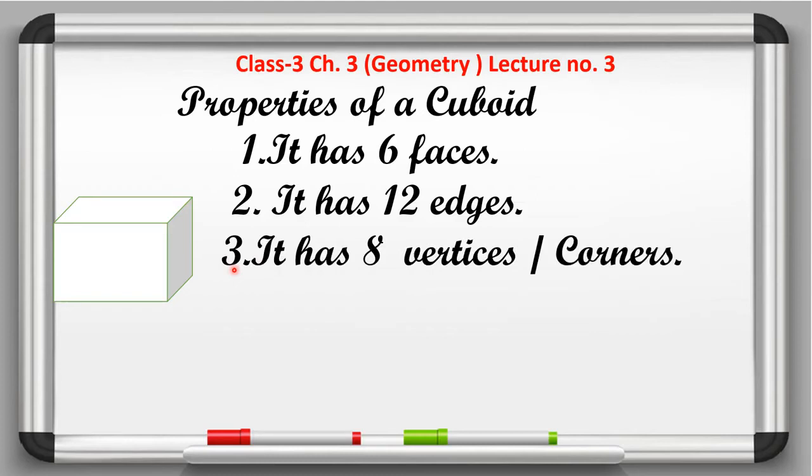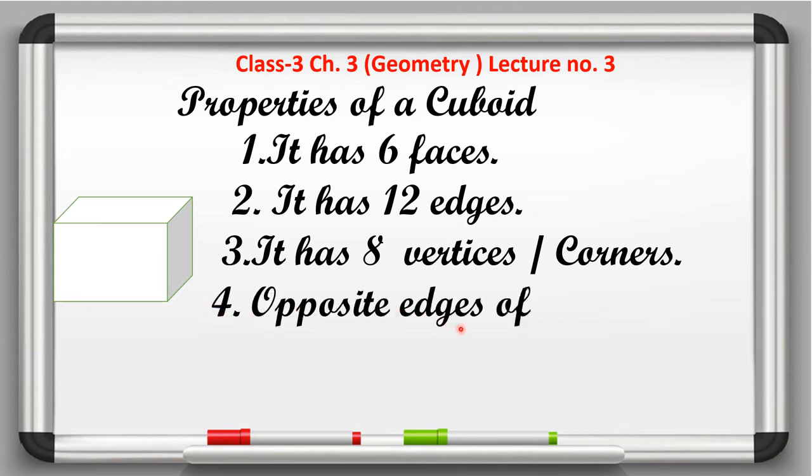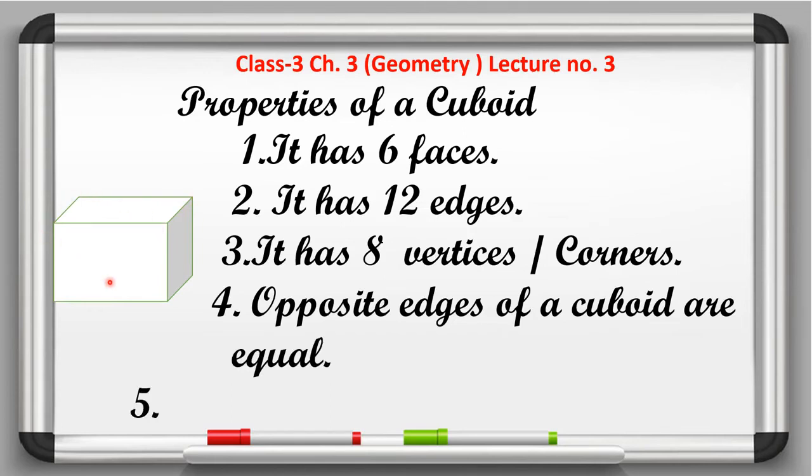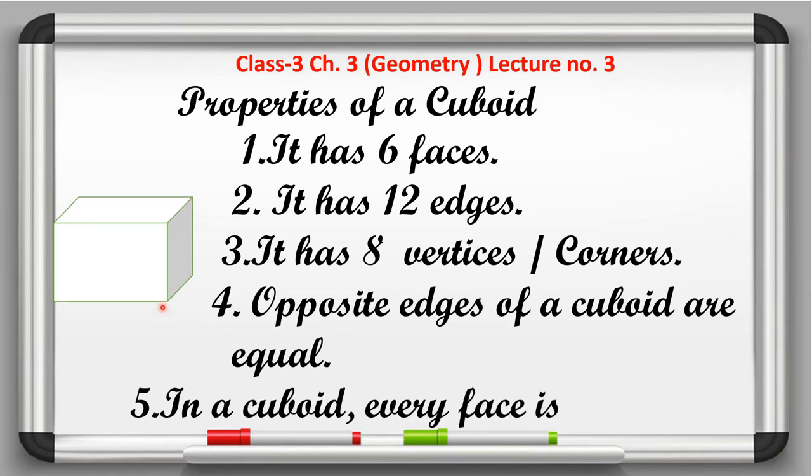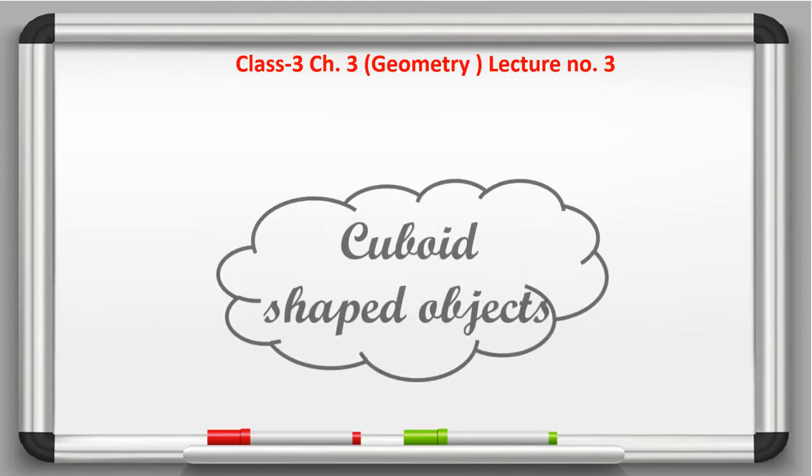Okay. Now we will write it about its edges, that the opposite edges of a cuboid are equal. Opposite edges means this edge is equal to this edge is equal to this edge. Okay. And number 5, that in a cuboid, okay, every face is a rectangle. Understood beta?